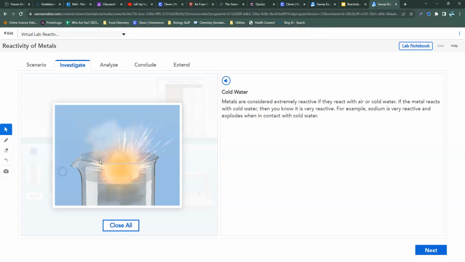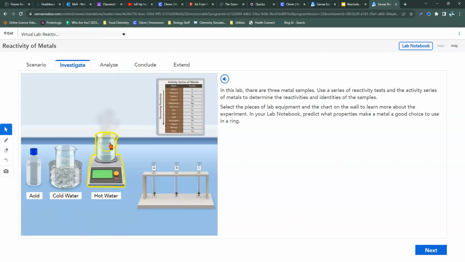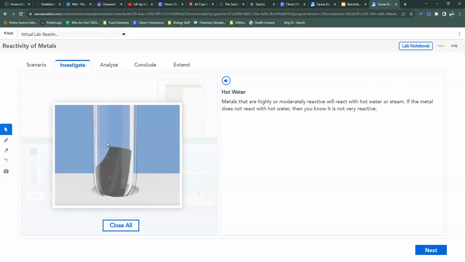Then we go to cold water. Metals are considered extremely reactive if they react with air or cold water. When metal reacts with cold water, then you know it is very reactive. For example, sodium is very reactive and explodes when in contact with cold water, which is rare. Hot water: metals that are highly or moderately reactive will react with hot water or steam. If the metal does not react with hot water, then you know it is not very reactive.